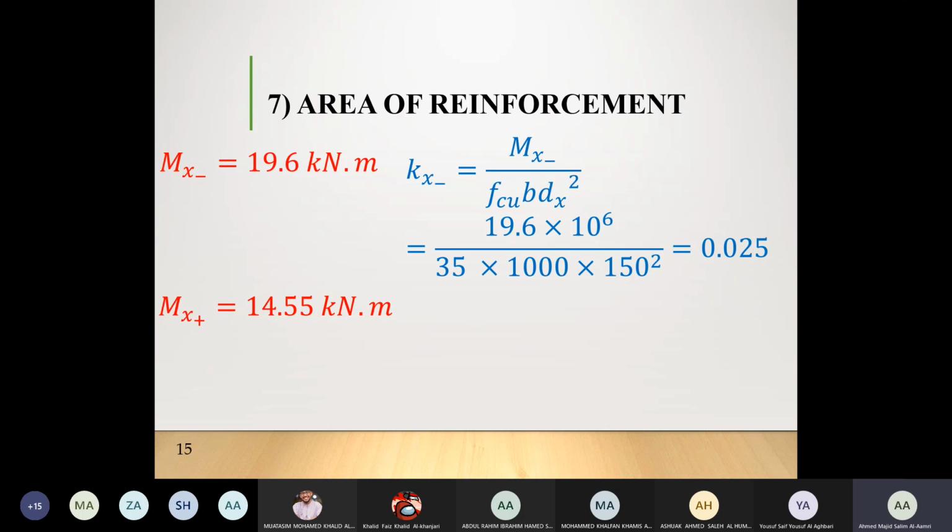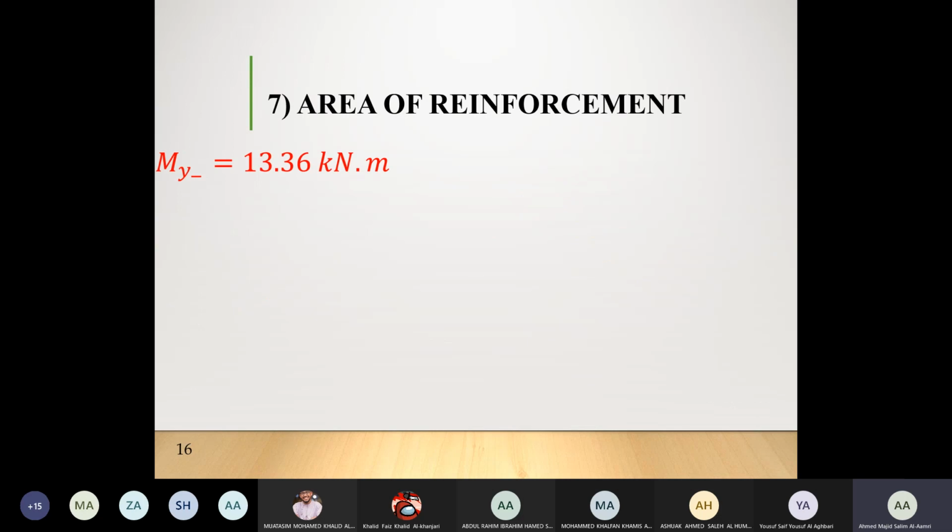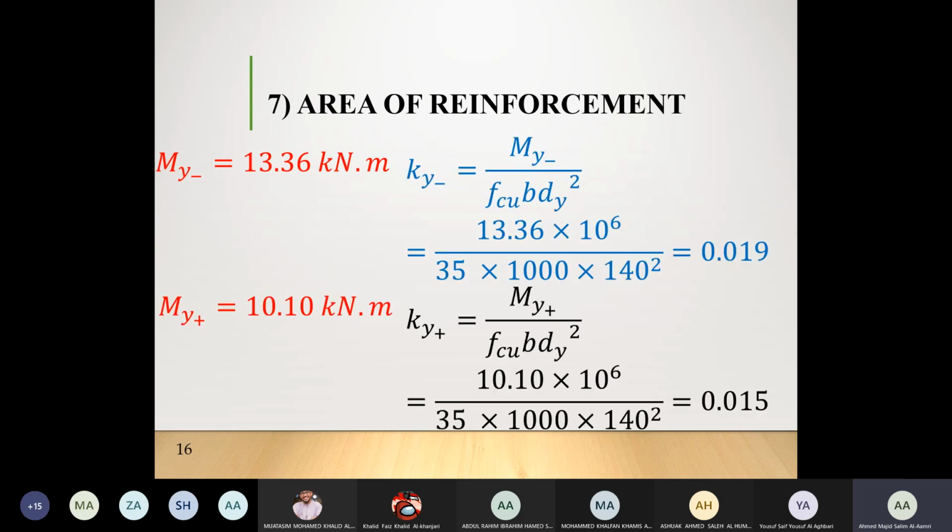Once again, we're going to calculate kx positive. Rather than Mx negative, now it's going to be Mx positive. Once again, we are calculating for which direction, X or Y? It is X. So we are going to use dx. And accordingly, we are going to do for the four moments: Mx negative, Mx positive, and then later on, My negative and My positive. And you can see here that now, rather than using dx, we are using dy. The moment of X will be resisted by the reinforcement of X. The moment of Y will be resisted by the reinforcement of Y. That's why we have kept dy and dx.